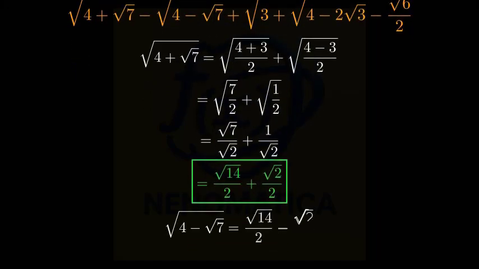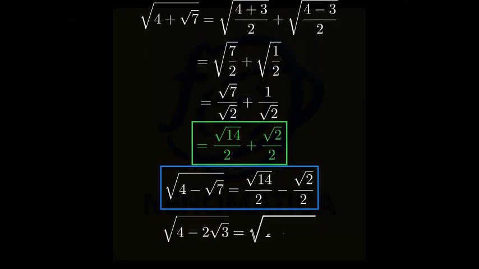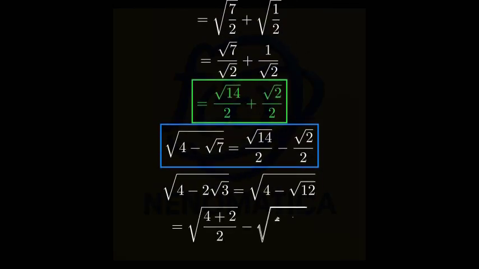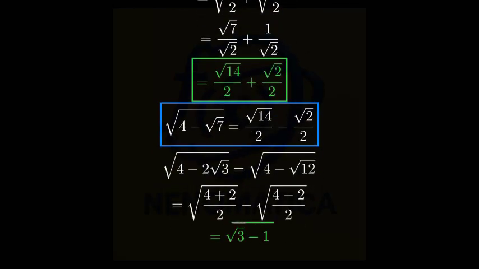Now simplify the inner radical, square root of 4 minus 2 times square root of 3. We will rewrite it and reduce it to square root of 3 minus 1. Use that result inside the next radical, square root of 3 plus square root of 4 minus 2 root 3. Substitute and simplify. Finally, substitute each simplified part back into the original expression, and combine like terms carefully, and simplify.